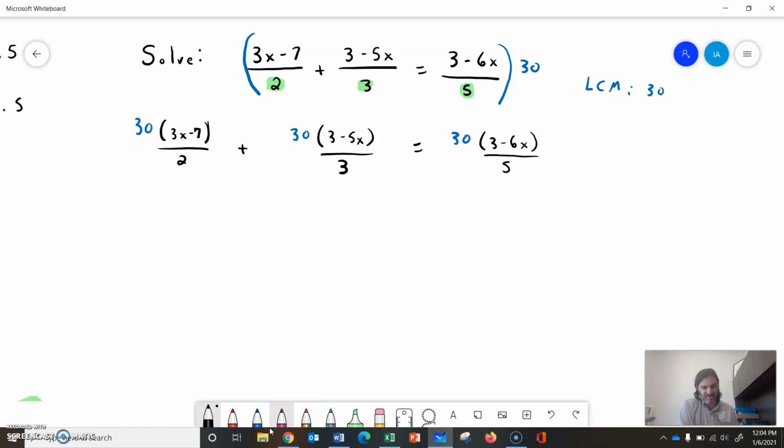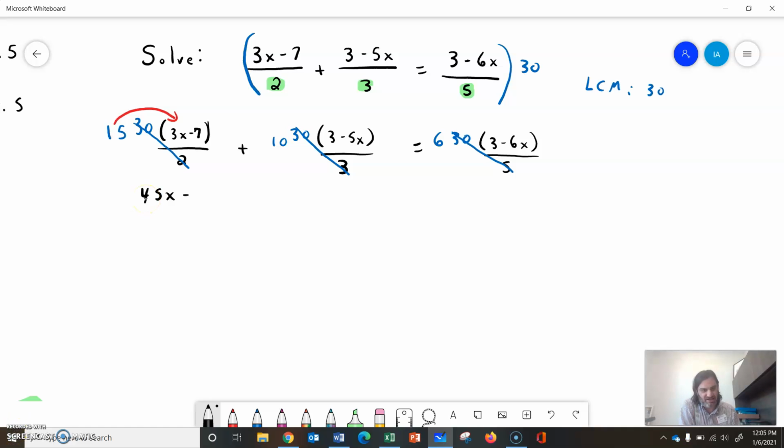And we can go back to these and we can say 30 over 2 is 15, 30 over 3 is 10, and 30 over 5 is 6. And we're going to use our distributive property to push that 15 into the 3x minus 7, which will give us 45x minus, ooh, I didn't know there'd be math involved. Hold on.